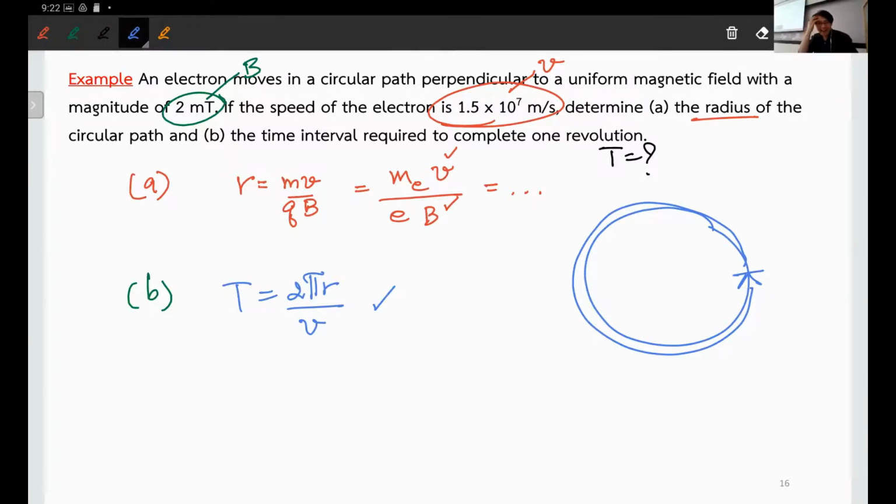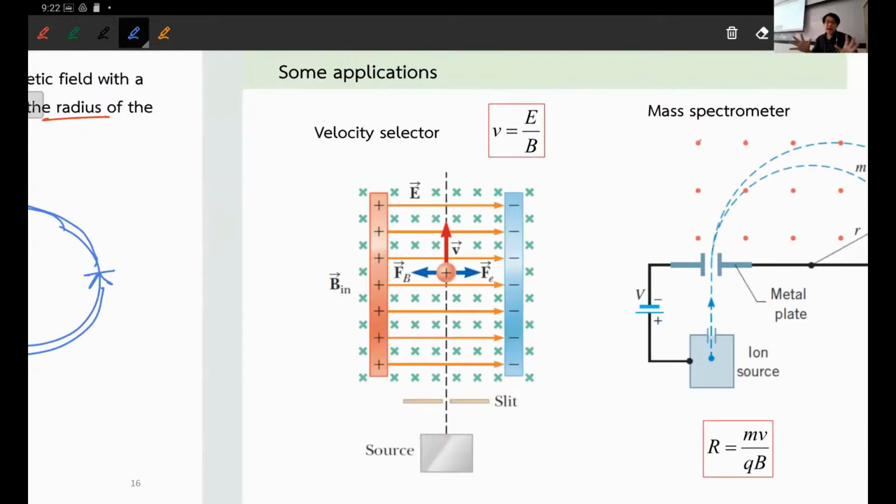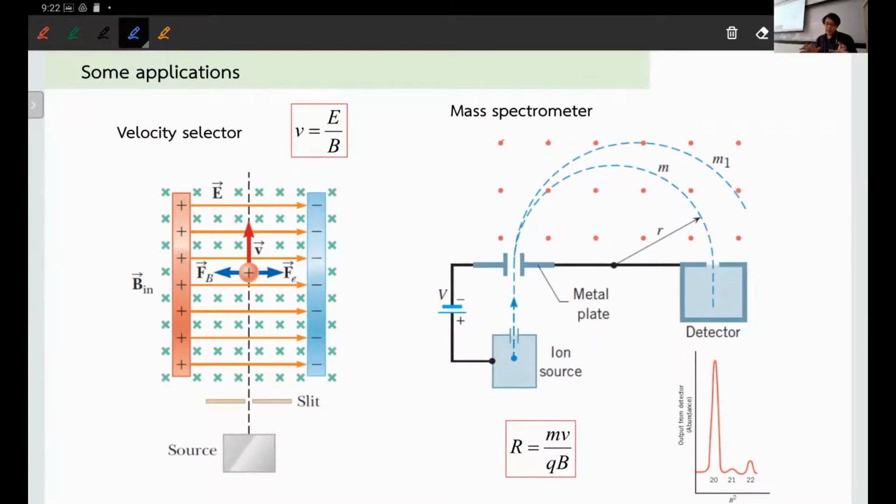Okay. The reason I like this problem is because it's one application that you can use from this. I think this is very good, and it's common in industry at this point. So look at this one, because of R equal to mv over qB, correct? This is a cool application. And the machine that runs this system is very expensive, I think a couple million baht.